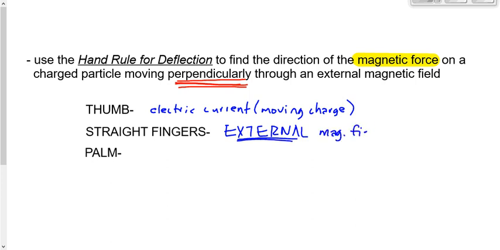So there is a magnetic field that's caused by the moving charge, and there's an external magnetic field, the one that was already there. That's the one we're talking about now, the one that was already there. Your palm will automatically point in the direction of the magnetic force.